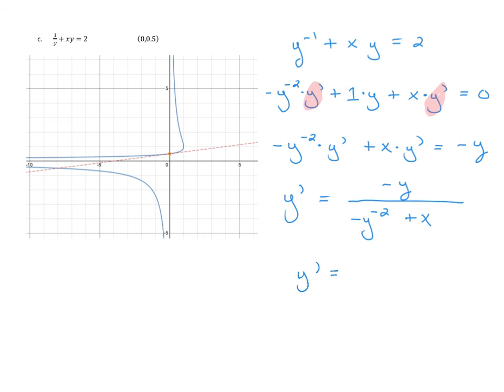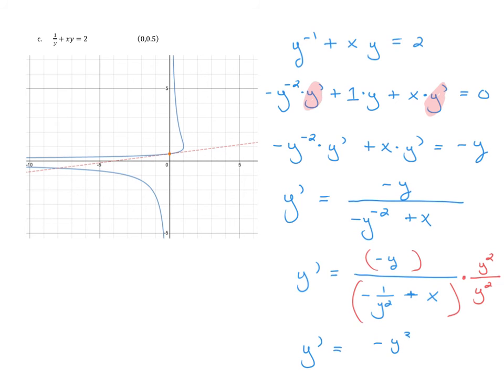The derivative is equal to, okay, this is negative y over, and a y to the negative 2 is 1 over y squared. And then I have plus x. I don't like the fractions within fractions, so I'm going to multiply the top and bottom by y squared to completely clear the denominator within this denominator. And this changes my equation to negative y cubed over negative 1 plus xy squared.